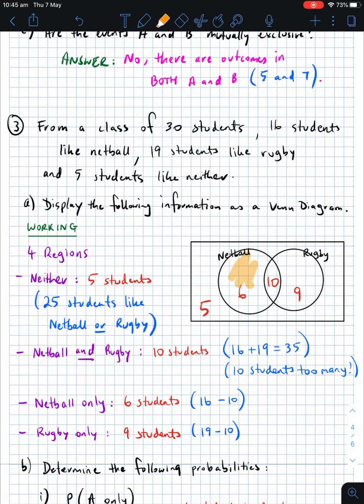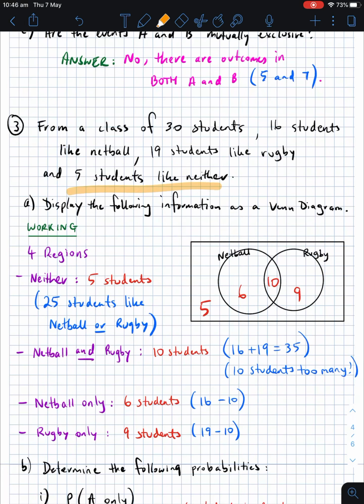Next up is 16 students like netball. That just tells us that in the whole netball circle, there's 16 students. As you can see here, 6 and 10 makes our 16. But we don't know how to get these numbers in particular. Next up is rugby. 19 students like rugby. So we know that in the rugby circle, there's 19 kids. But we still don't know how we got 10 and 9.